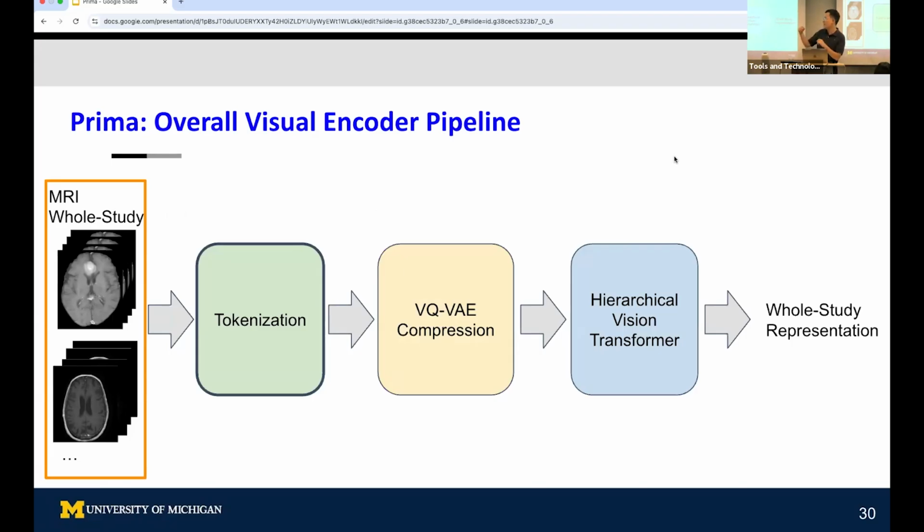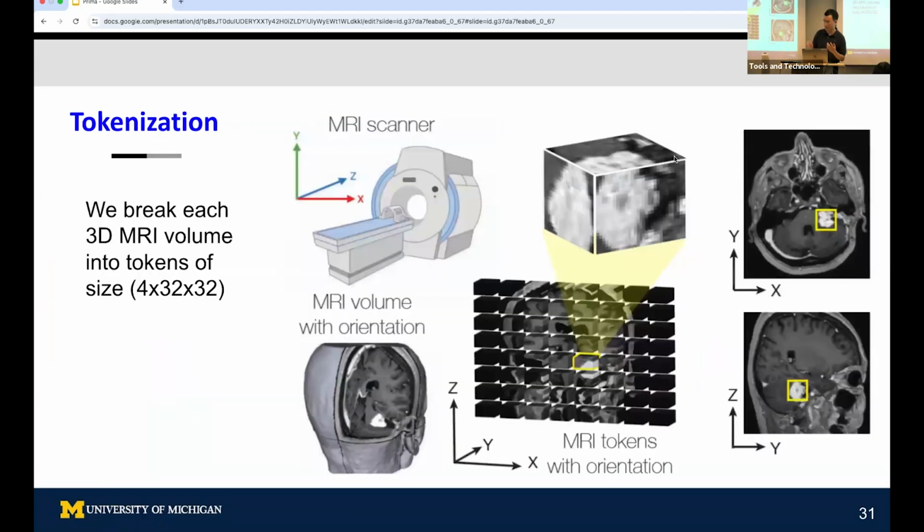So we have the brain MRI whole study, which contains many 3D sequences. We would first perform a tokenization step. Since later on we're using the vision transformer as our main backbone, and vision transformers usually require breaking each visual down into smaller parts to be fed in one by one, here we break each 3D volume down into tokens of size 4 by 32 by 32.